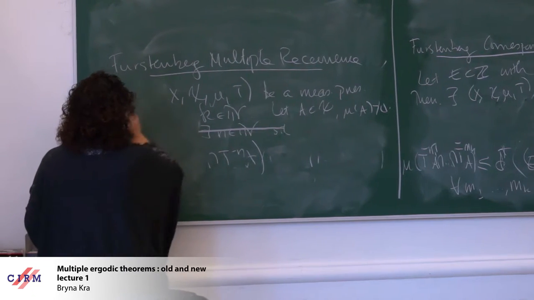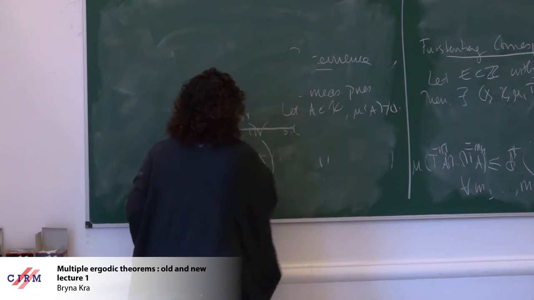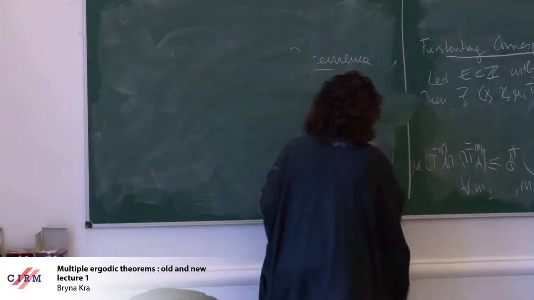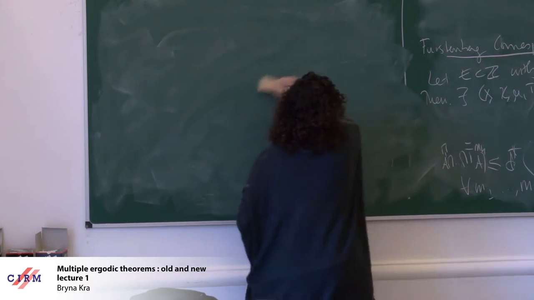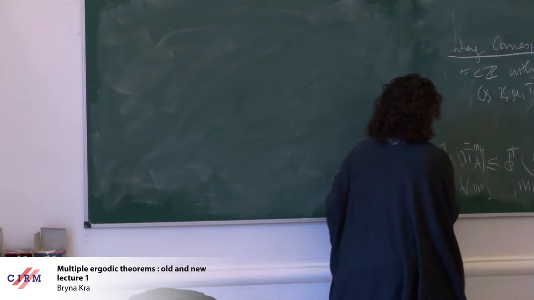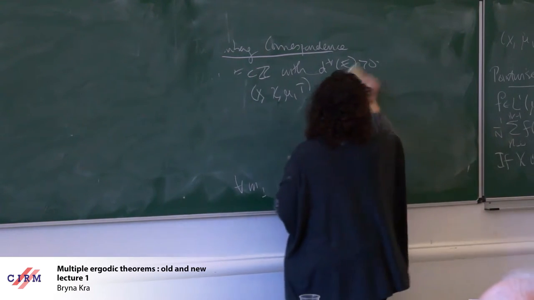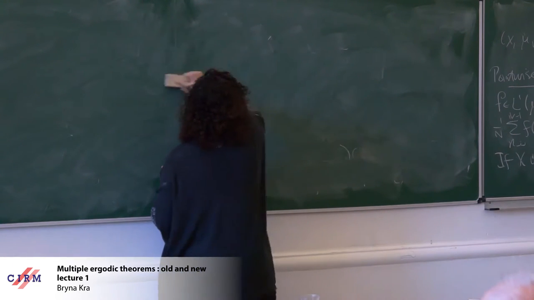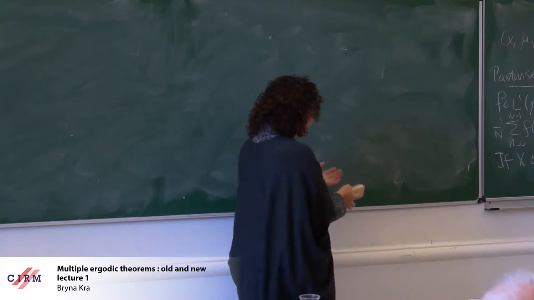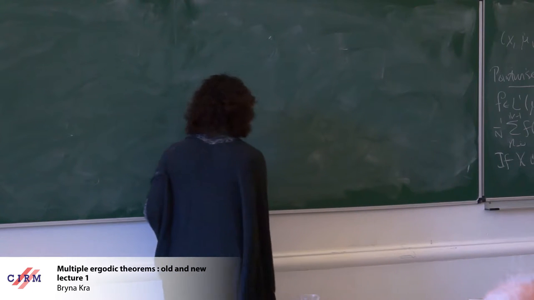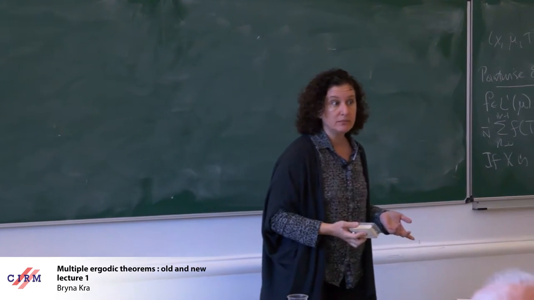So what are the types of questions that I want to consider? Well, already there are two questions that were on the board. In fact, three questions sort of hidden on this board. One is the one that I'm just erasing right now. That's the combinatorial question.